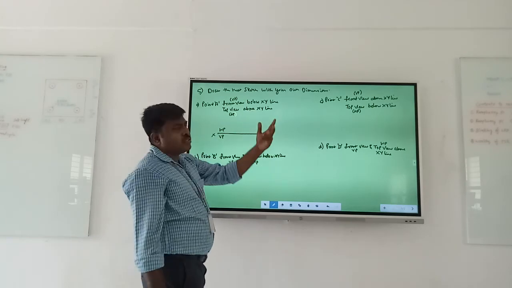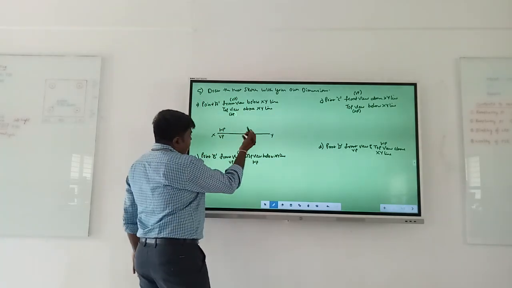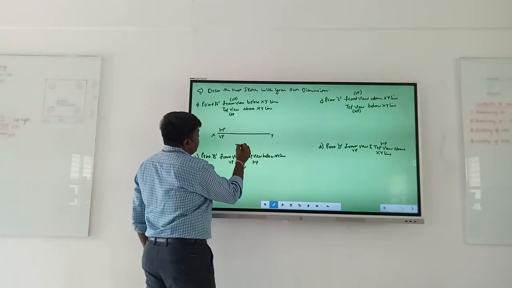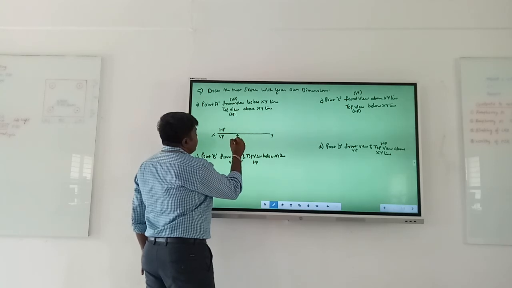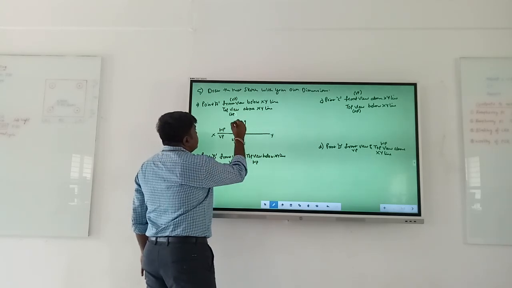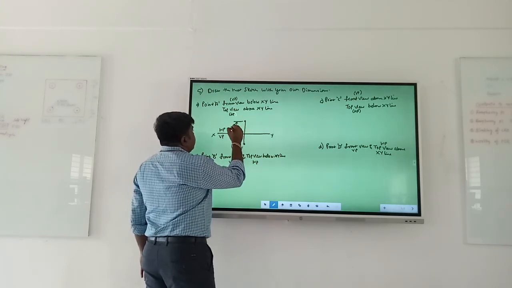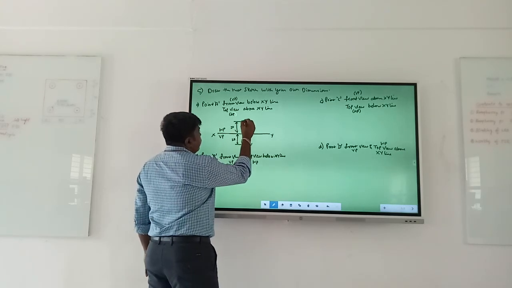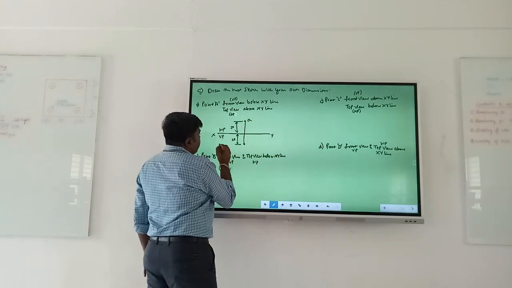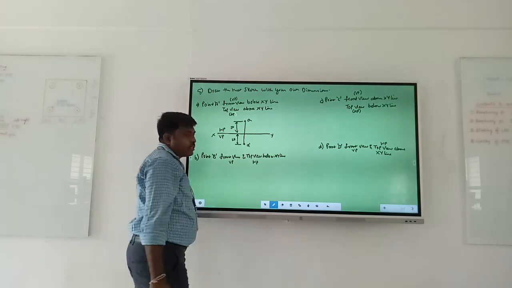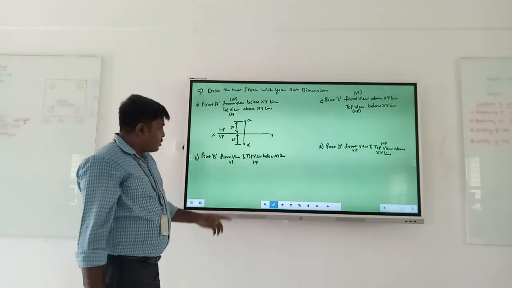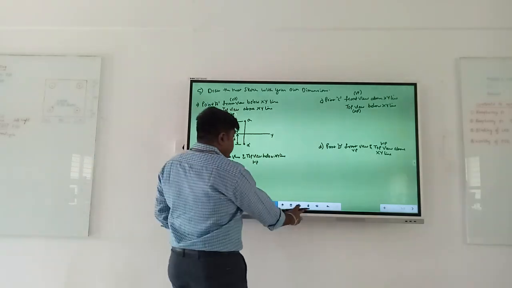And giving dimensions, it's your own. So 20 mm below HP, you can call this as 20, and 30 mm above HP, so this is 30 mm. HP plane without dash, so without dash, VP plane with the dash, so with the dash. That's it.